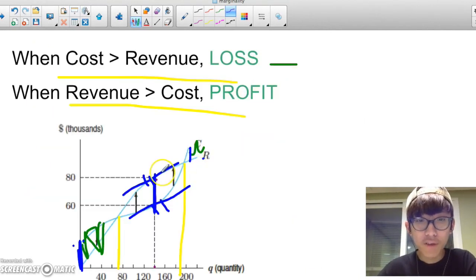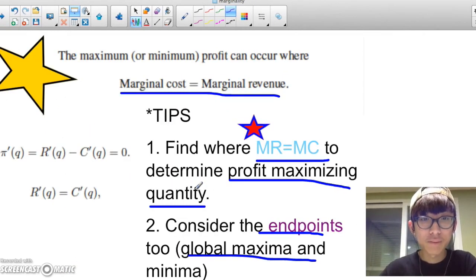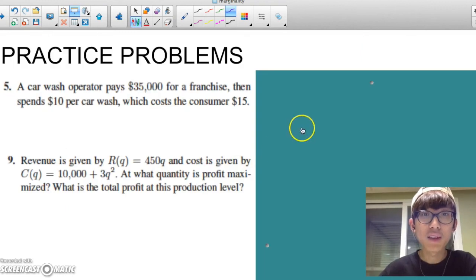So from this graph, we have to also check the endpoints of the interval to see if they represent the global maximum or the minimum, because this might not be the global maximum or minimum, right? Okay, so this is the end of my teaching you the concepts. Now let's solve 2 problems together to see if you guys understand.